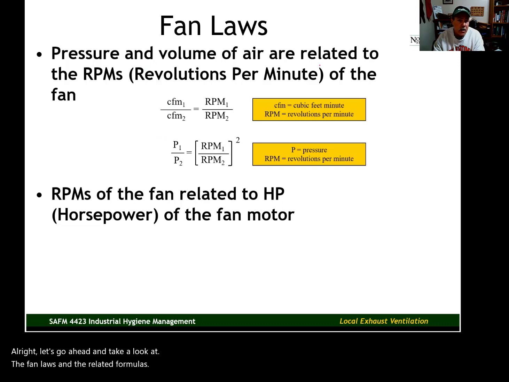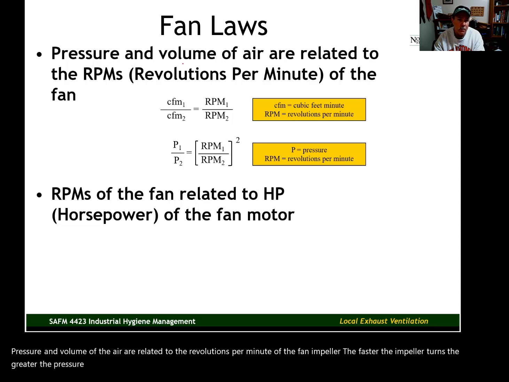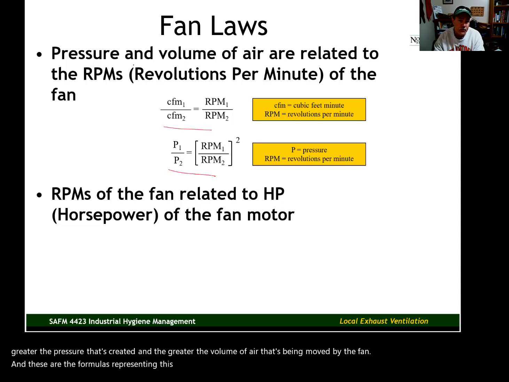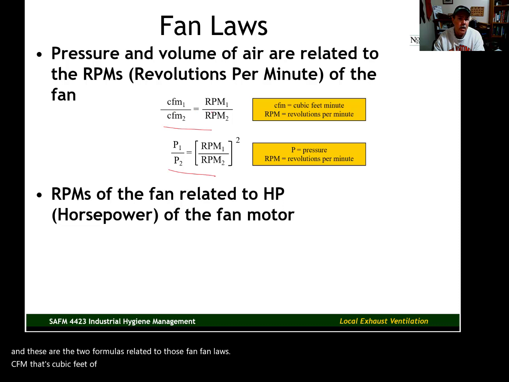Pressure and volume of the air are related to the revolutions per minute of the fan impeller. The faster the impeller turns, the greater the pressure that's created and the greater the volume of air that's being moved by the fan. And these are the formulas representing this particular fan law. Or actually, these are two fan laws here that we're talking about, and these are the two formulas related to those fan laws. CFM, that's cubic feet of air moved per minute.